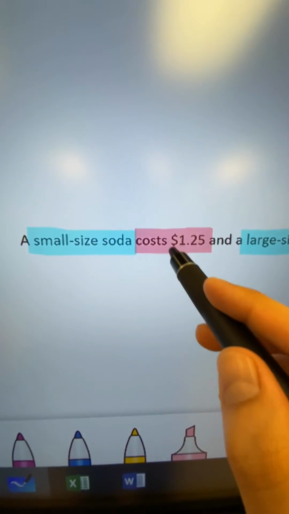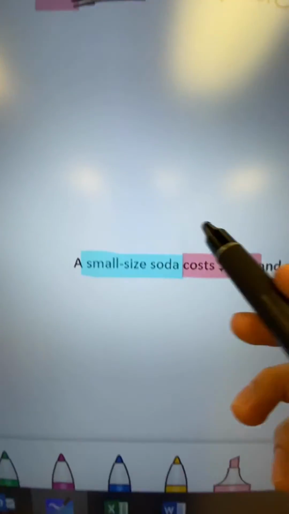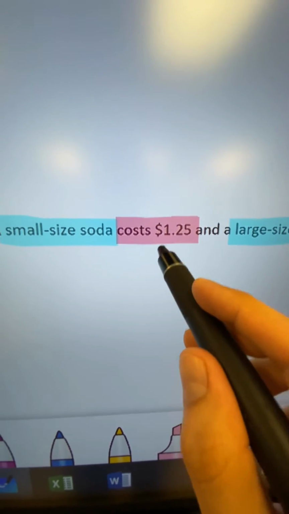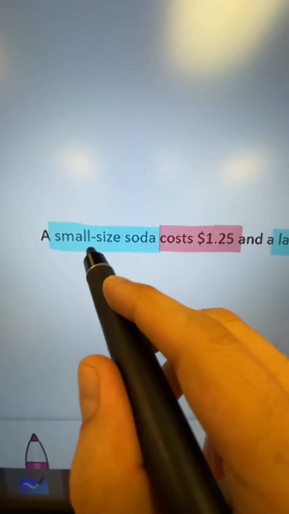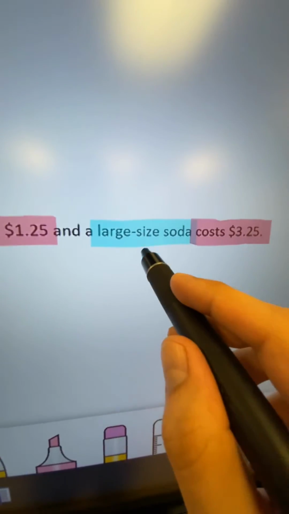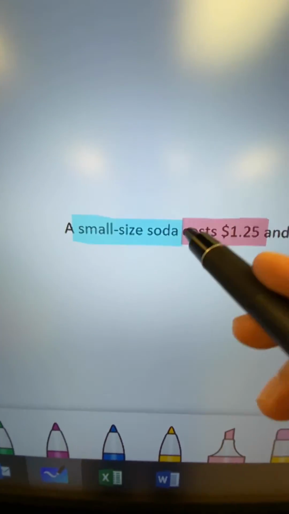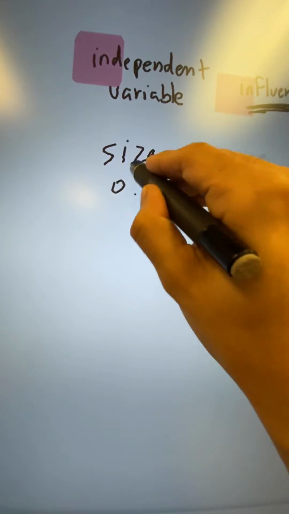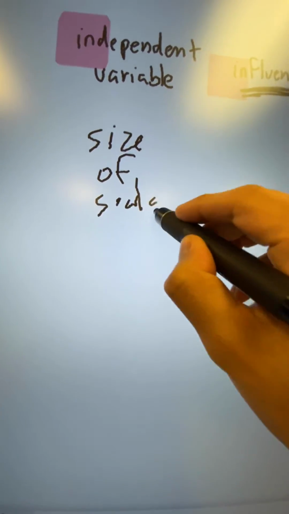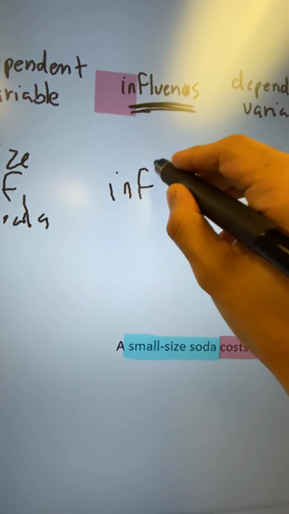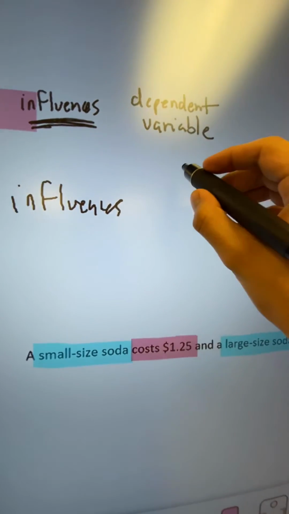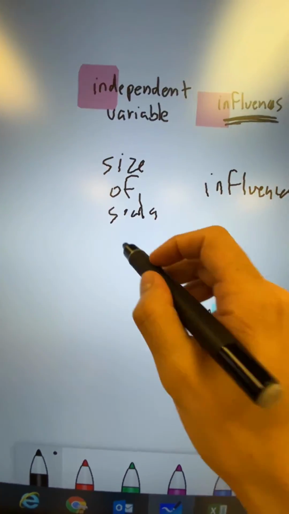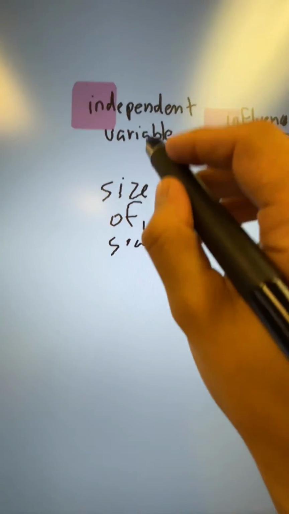Another word for influence is affects. So does the size of the soda affect the cost, or does the cost affect the size of the soda? And you can see that when we went from a small size to a large size, the cost increased. So that means the size of the soda influences the cost. Therefore, I know this is my independent variable.